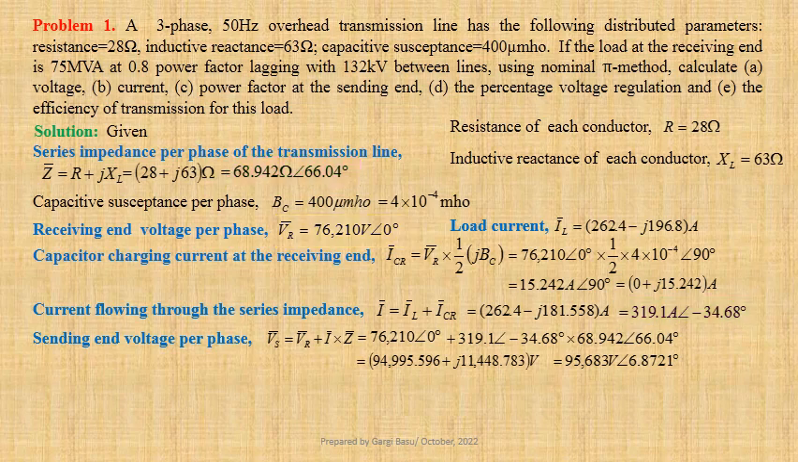Now we shall calculate capacitor charging current at the sending end. ICS equals Vs into half of J times BC.